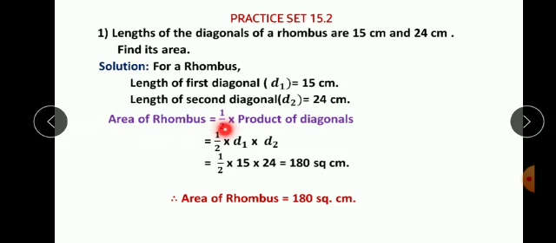Area of rhombus is half into product of lengths of diagonals, which is equal to half into D1 into D2. So write down the values of D1 and D2 now. Half into 15 into 24. We will cancel this 2 with 24. 2 ones are 2, 2 12s are 24. 15 into 12 is 180 square centimeter. So therefore area of rhombus is 180 square centimeter.